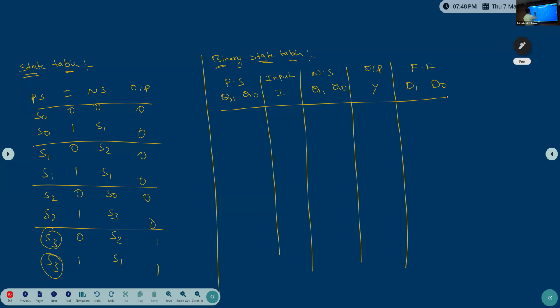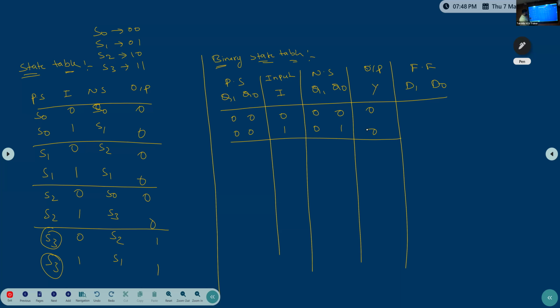So S0 I need to represent as 0, 0. S1 I need to represent as 0, 1. S2 I need to represent as 1, 0. S3 I need to represent as 1, 1. Clear? So S0 I need to represent 0, 0. 0 can be there, 1 can be there. So in this condition, what is the next? S0. So this is 0, 0. This is 0, 1. Here output will be 0.